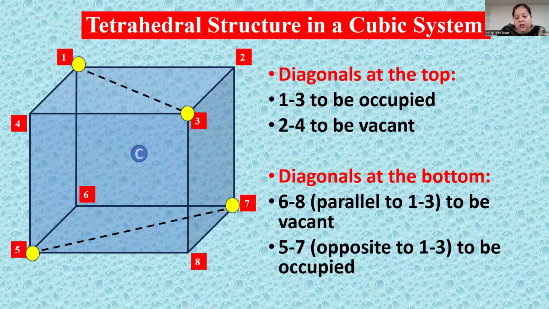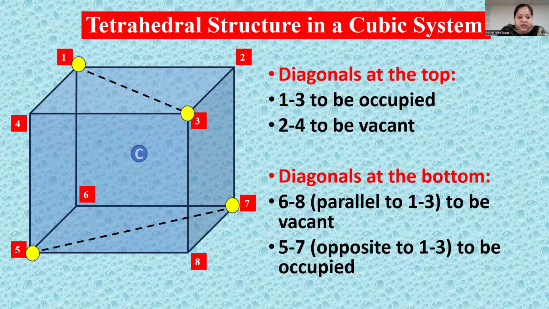Now, on these 4 points, that is 1, 3, 5, and 7, 4 atoms have been placed. The yellow balls represent the atoms in this case. And in the middle of the cube, which is also the body center of the cube, another carbon atom is there. These 4 balls are occupying the positions 1, 3, 5, and 7.